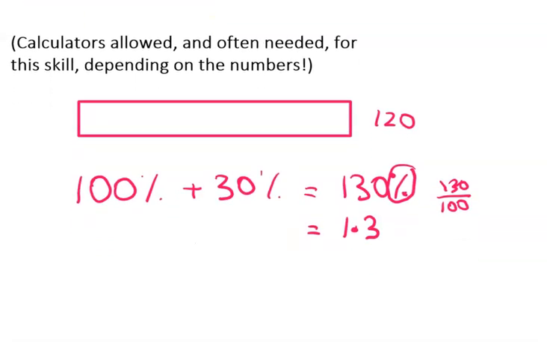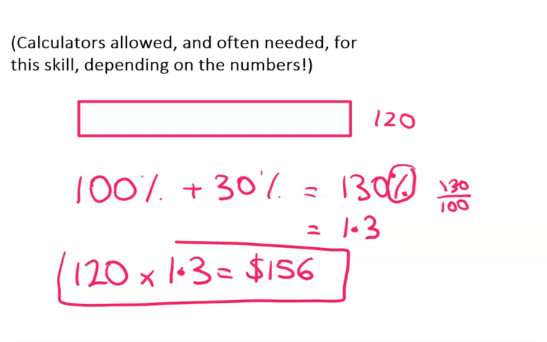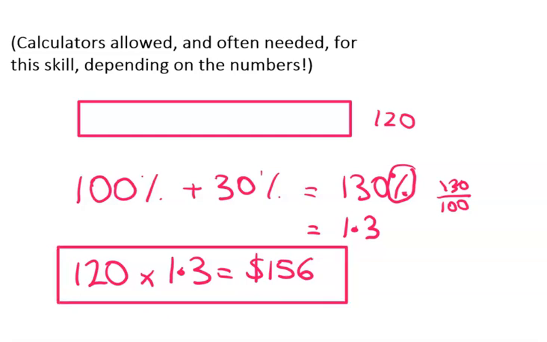So now if we want to increase 120 by 30%, we take the 120 and we times it by 1.3, and that gets me straight to my answer of 156. Okay, so this is what we call using the multiplier, and this number here is the multiplier. So to increase by a percentage, we're going to take the 100%, and we're going to add the extra, and then we're going to turn that into a decimal.